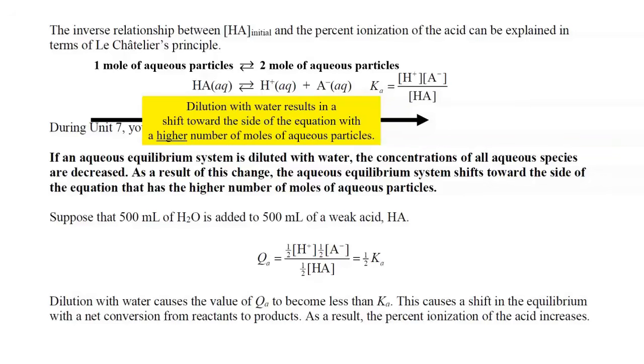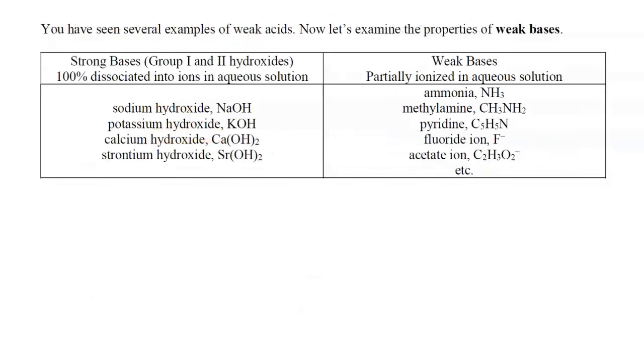Okay, well, hopefully that explanation made sense. Now, you have seen several examples of weak acids. Let's examine the properties of weak bases. On this slide, in the table on the left, are examples of strong bases, group 1 and group 2 hydroxides, such as sodium hydroxide, potassium hydroxide, calcium hydroxide, and strontium hydroxide. Strong bases are 100% dissociated into ions in aqueous solution. On the right side of this table are examples of weak bases, which are only partially ionized in aqueous solution.